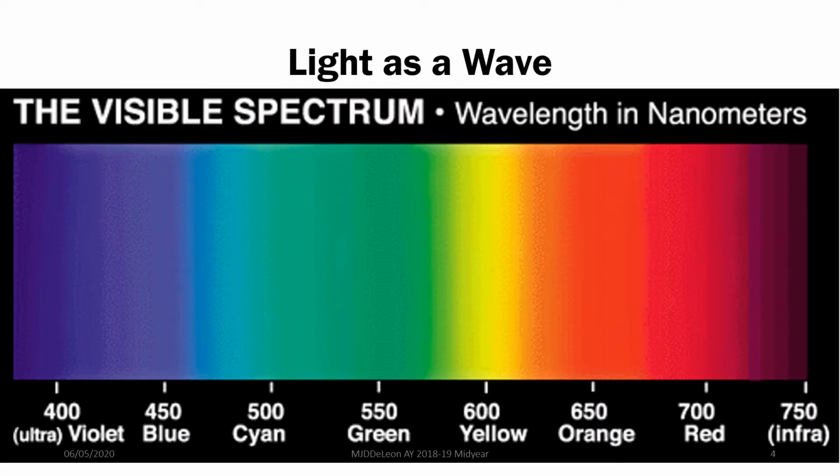So the visible spectrum that we can see in our daily lives that is perceived by our eyes, ito ay maliit na part lang, sobrang liit na part lang nung ating full spectrum of electromagnetic radiation. So it's from 400 to 750 nanometers in wavelength.